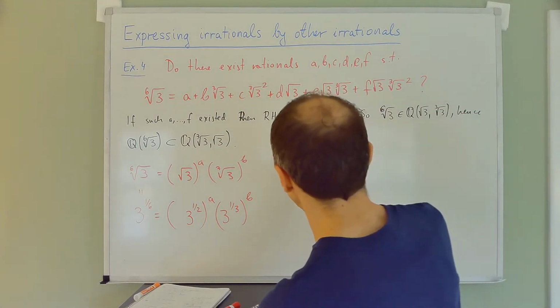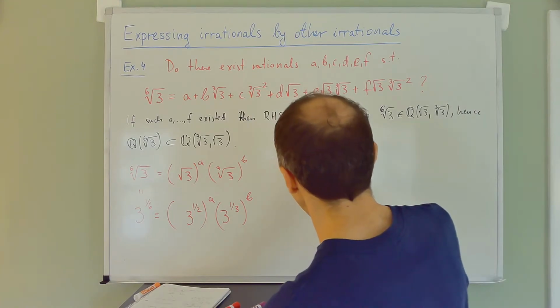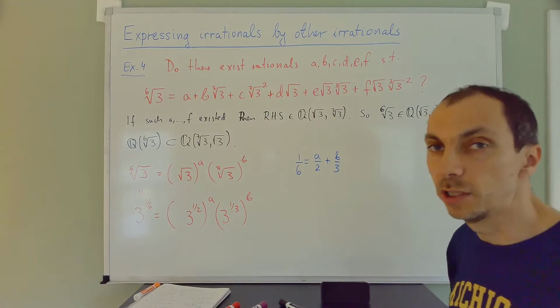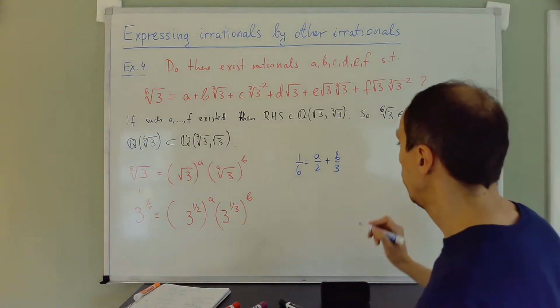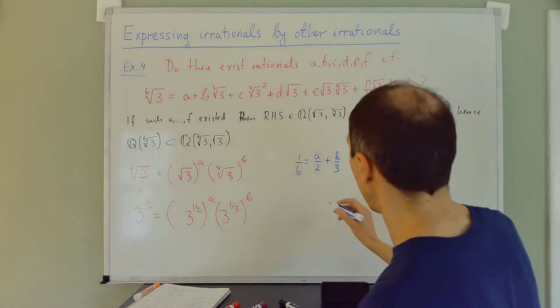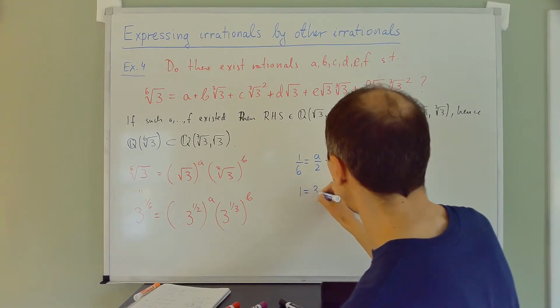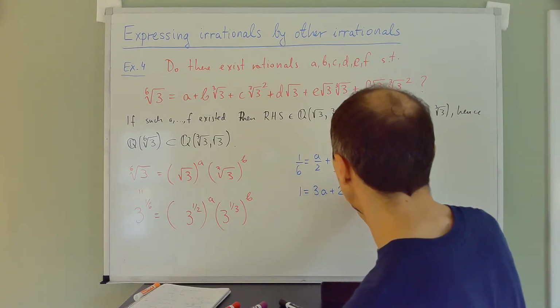So that would mean that 1/6 would have to be a over 2 plus b over 3. That's just how law of exponents works, right? Can I find such integers a and b? Well, if I clear the denominators, that means 1 is equal to 3a plus 2b.